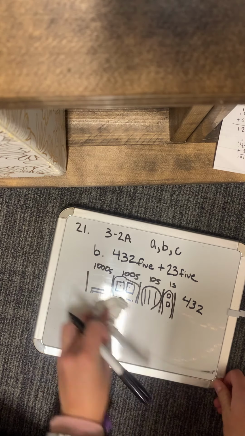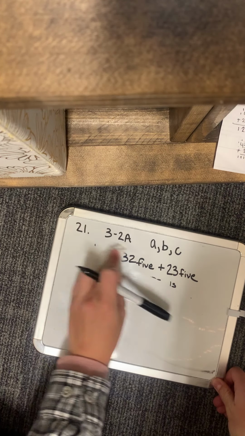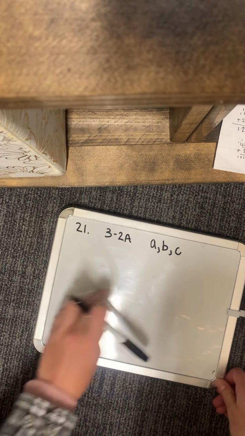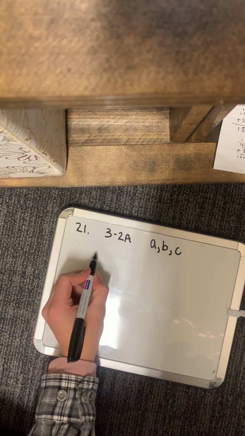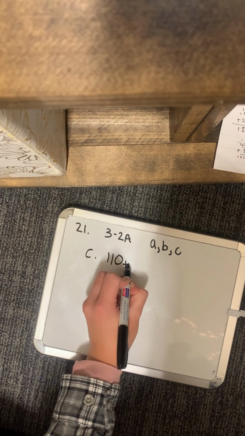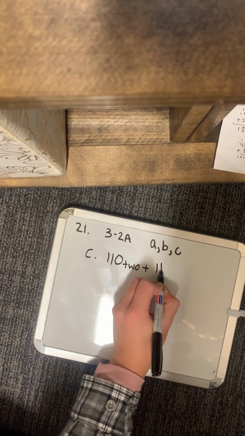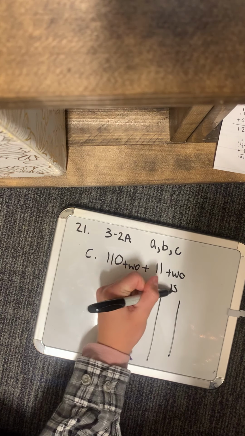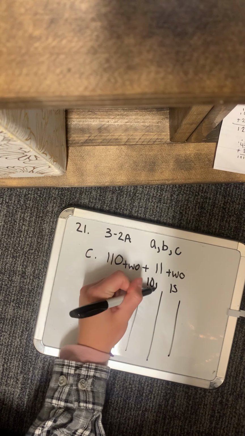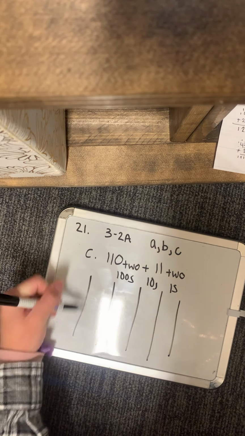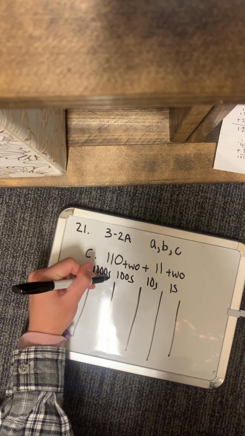And the last one, we're going to use column addition again, but this time we're going to be working in base 2, so we're going to be looking for groups and bundles of 2. Our problem is C is 110 base 2 plus 11 base 2. I'm going to make my columns again. I have the ones, the tens, the hundreds, and the thousands.